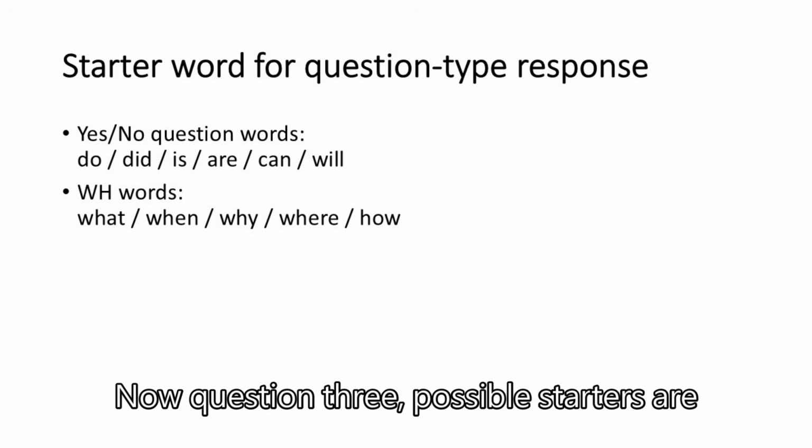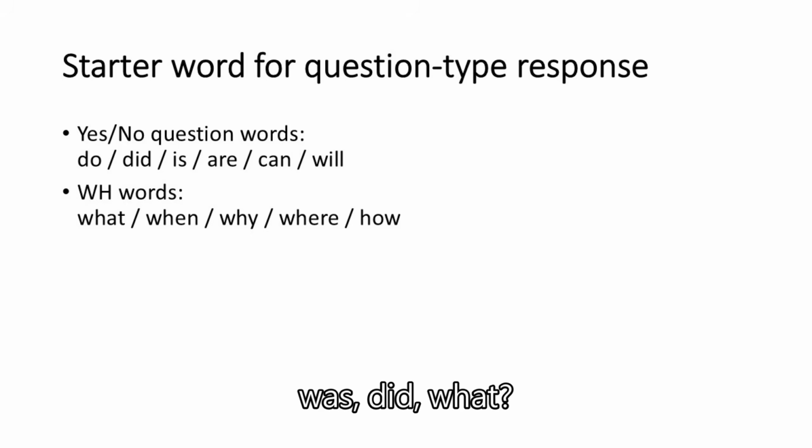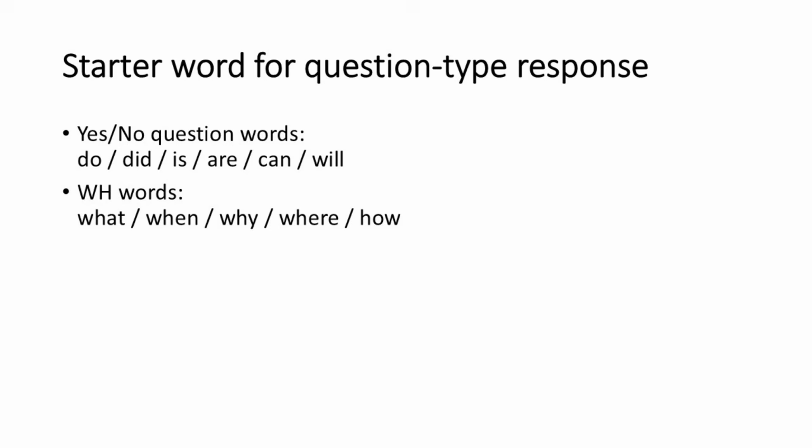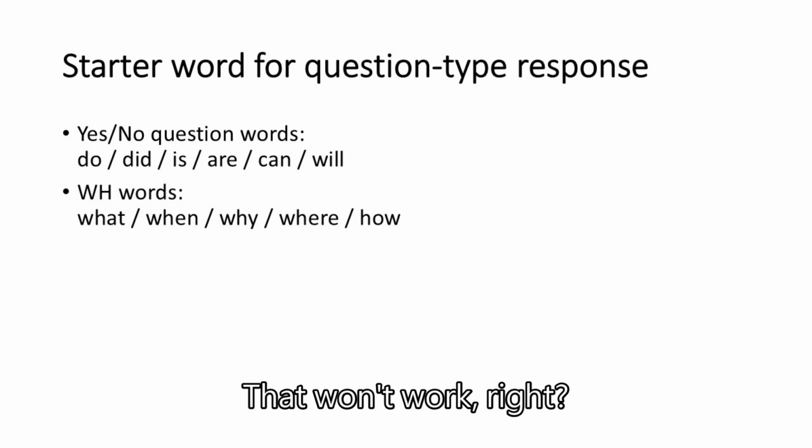Okay. Now question 3. Possible starters are was, did, what. List all 3 first. Then test. Was they tell? Doesn't work. What they tell? Doesn't work. Right? Did they tell? That won't work. Right?